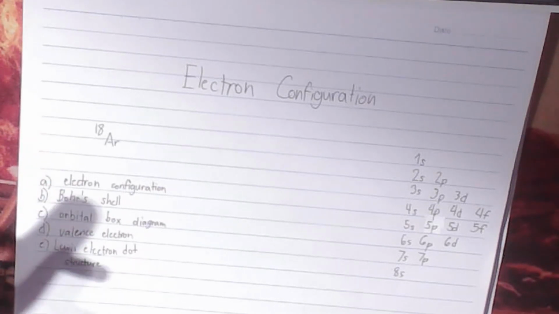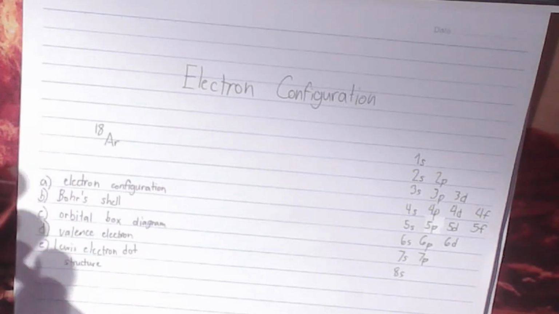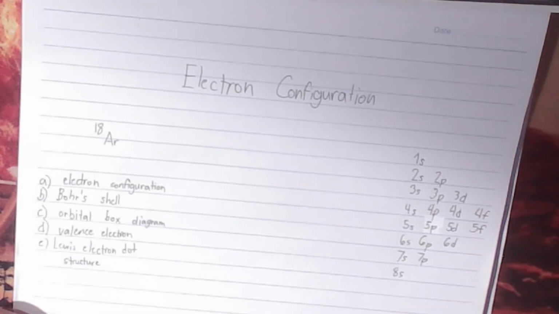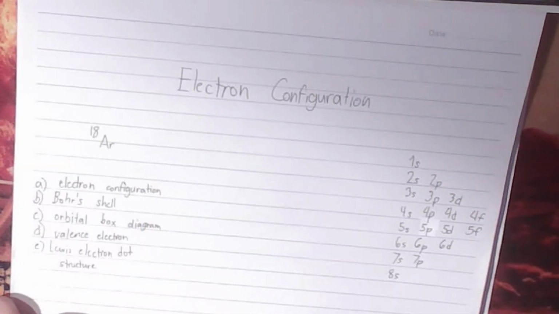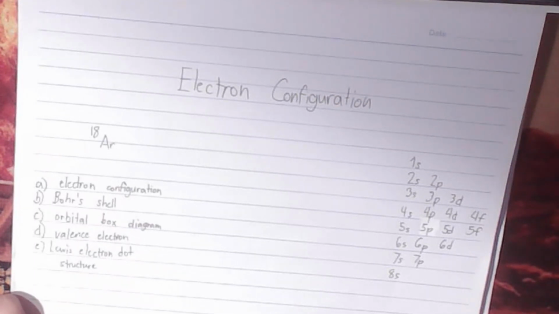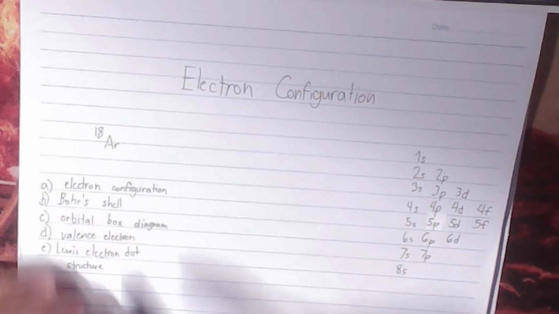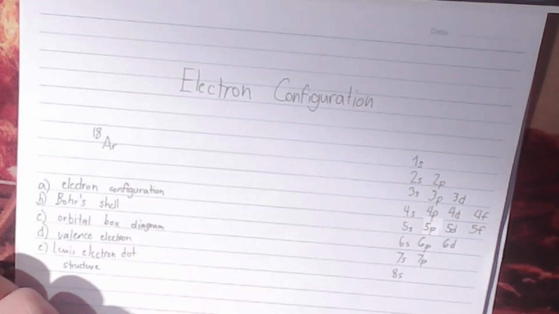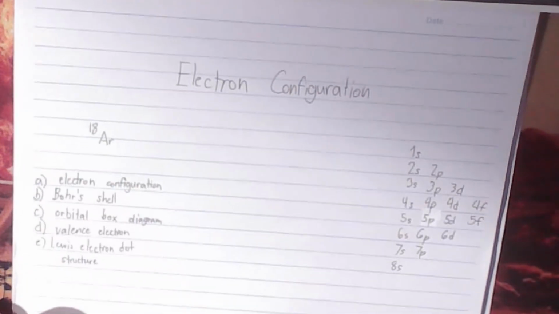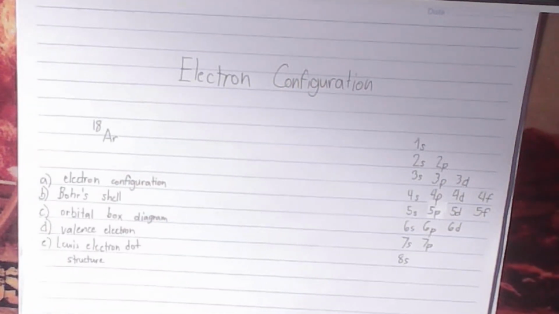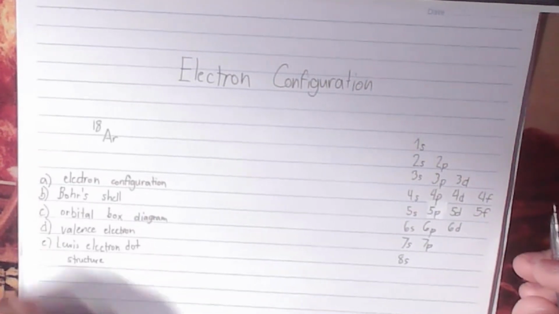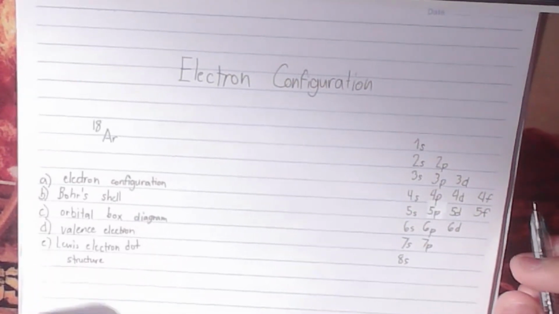Hello, today we're going to be talking about electron configuration. The first thing you need to know about electron configuration is how to write it. For example, let's start with the element argon. How are we going to write the electron configuration? It's very easy, but you just need to do some memorizing to master it.